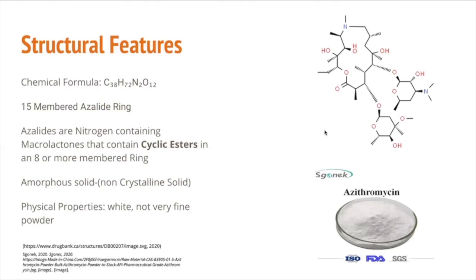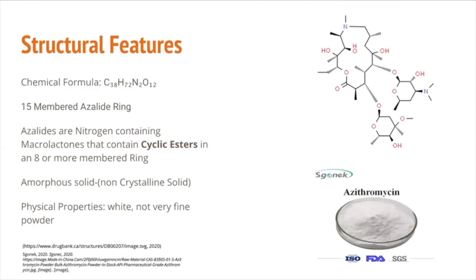Prem, can you tell us what an azolide ring is? An azolide ring is a macrolactone ring containing nitrogen. What is a macrolactone? A macrolactone is an 8 or more membered ring containing cyclic esters. An example of a cyclic ester would be right here, where you can see the carbonyl carbon, that alpha carbon, and the ester oxygen. Also, we found out that azithromycin is an amorphous solid, which basically means the atoms or molecules are not in a definite or fixed lattice pattern. Common examples of this would be glass or plastic.